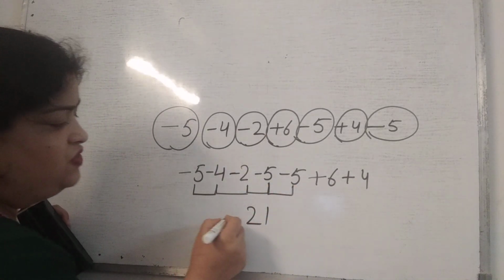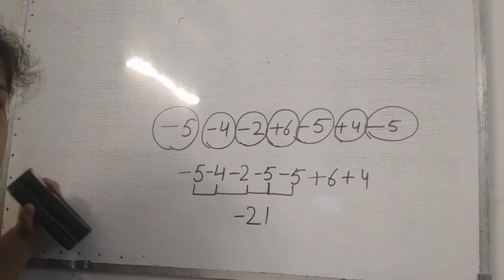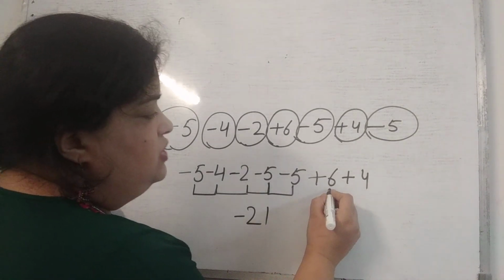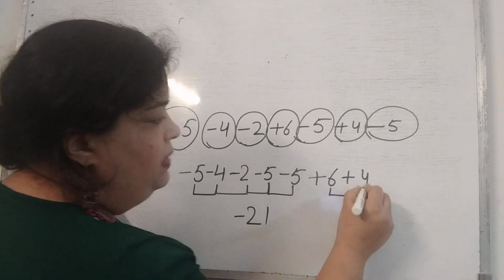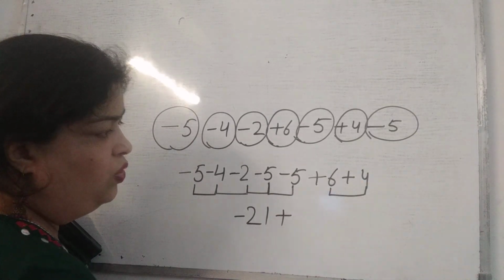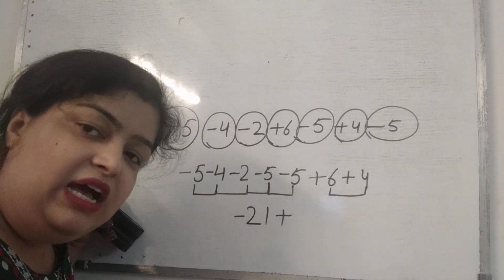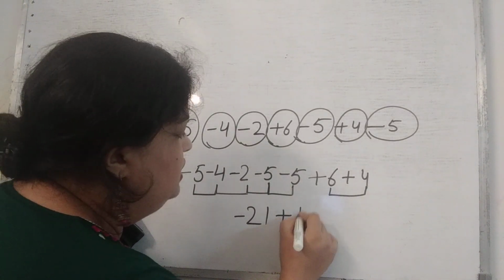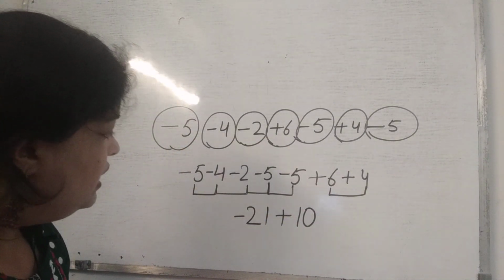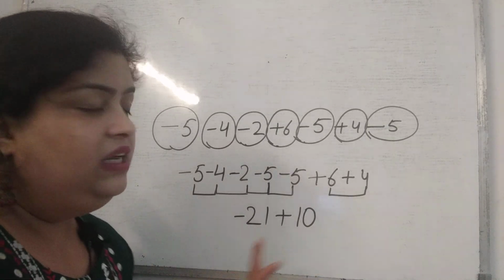But you put a negative sign before it, because all these numbers are negative integers. Here are two positive integers, 6 plus 4. One is 6, the other one is 4. Then you will add them. When you add two positive integers, their answer is also positive. So you will put here 10. Now you can see one integer is negative and the other one is positive.